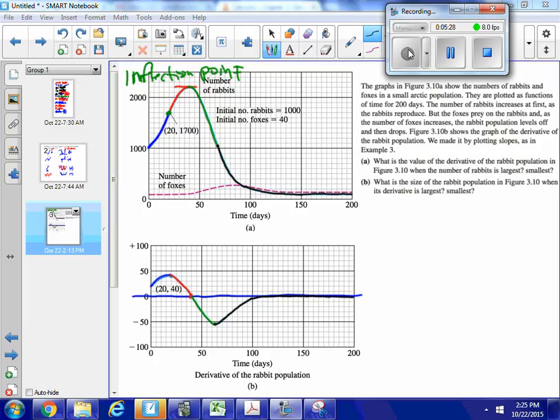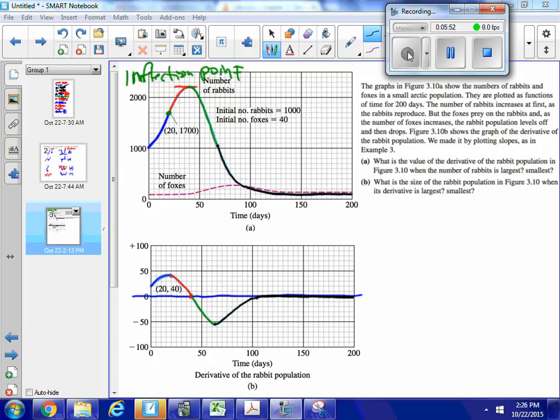But whatever the case, even if it's just a little bit negative, you can see that the rate of change of my rabbit population isn't very much. And when that happens, the actual rabbit population is also not changing very much. So again, it's the relationship between the function graph and the derivative. So now let's take a look at the questions.